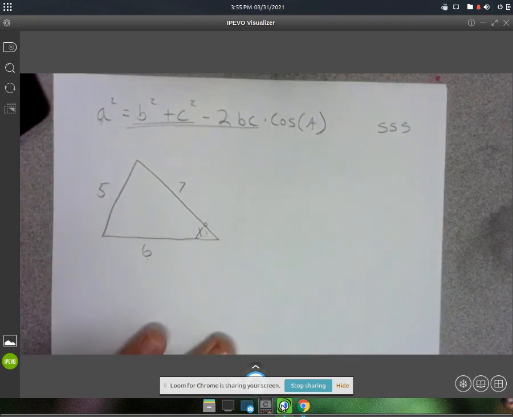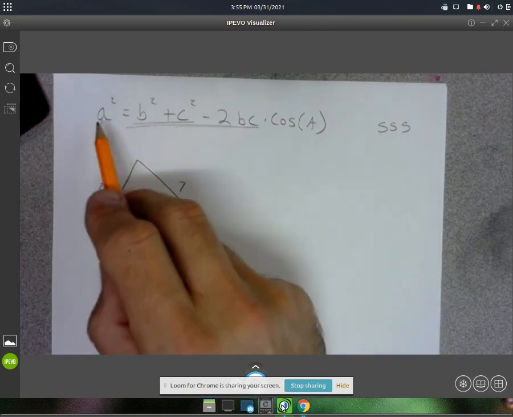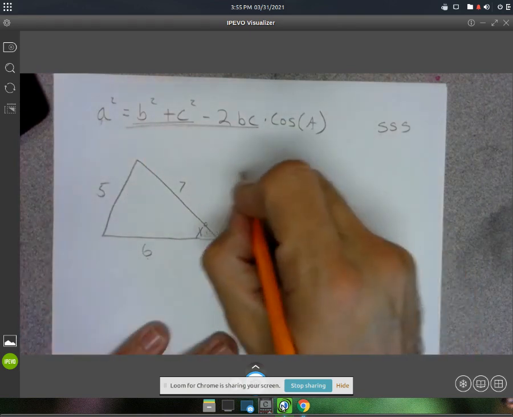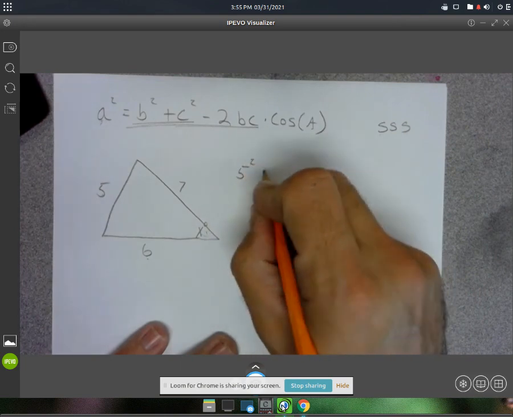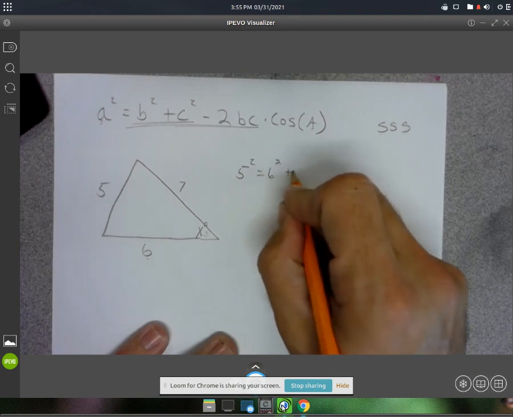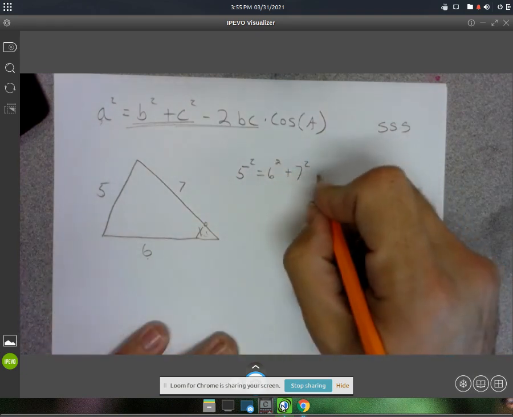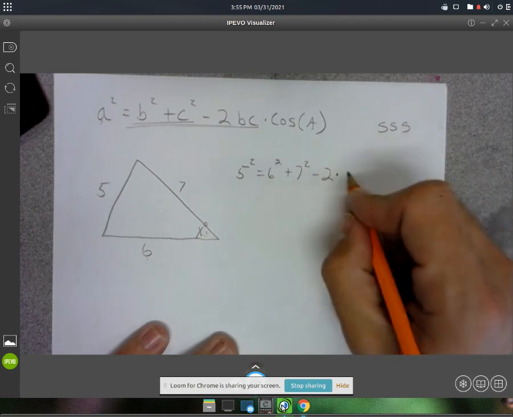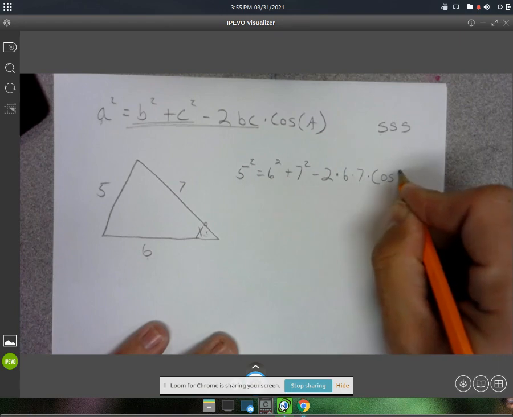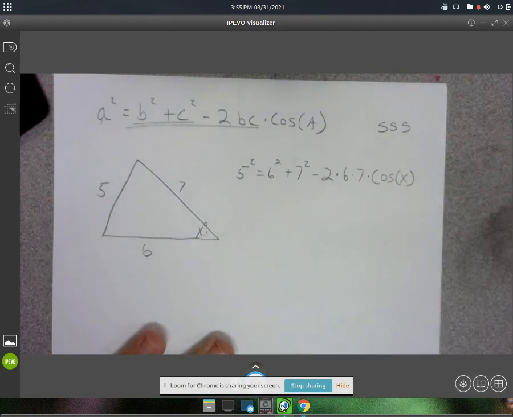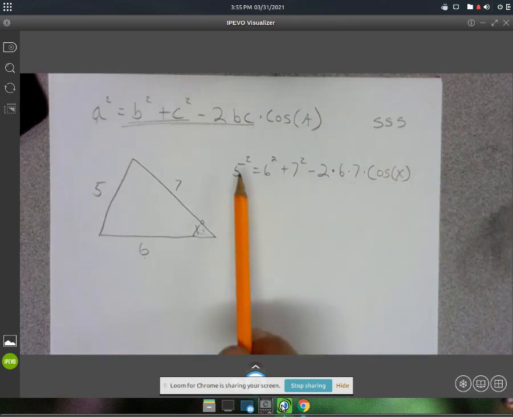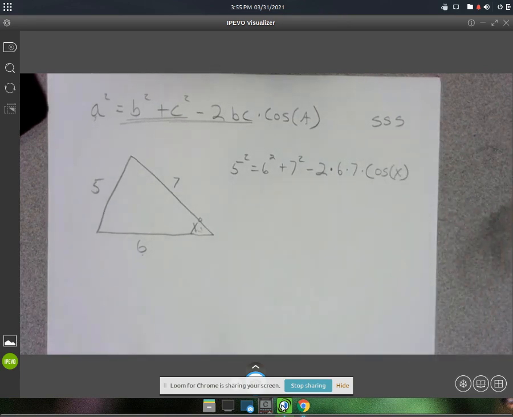All right, let's go for it here. I know A, B, and C, and I'm solving for this angle here. So I do 5 squared is equal to 6 squared plus 7 squared minus 2. This is still going to be 6 and 7, and it's going to be cosine of A, or cosine of x. This is the angle that I'm solving for. 5 is across from that angle.